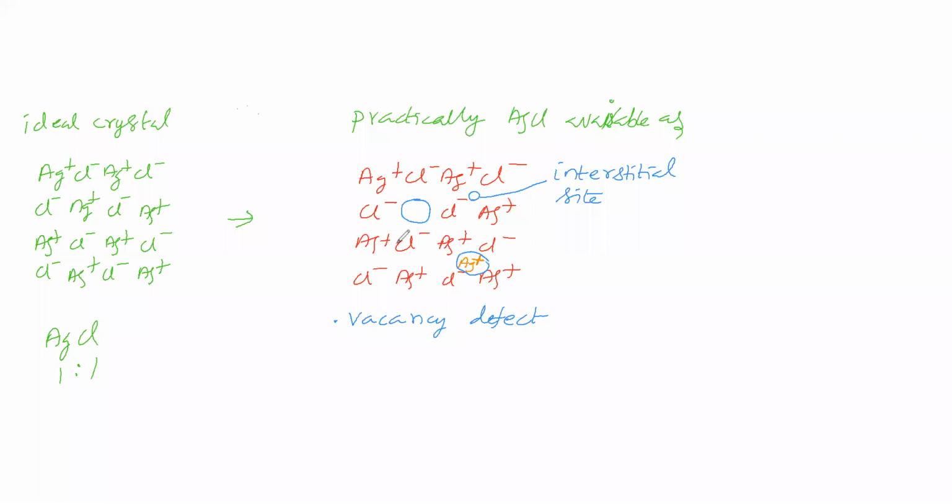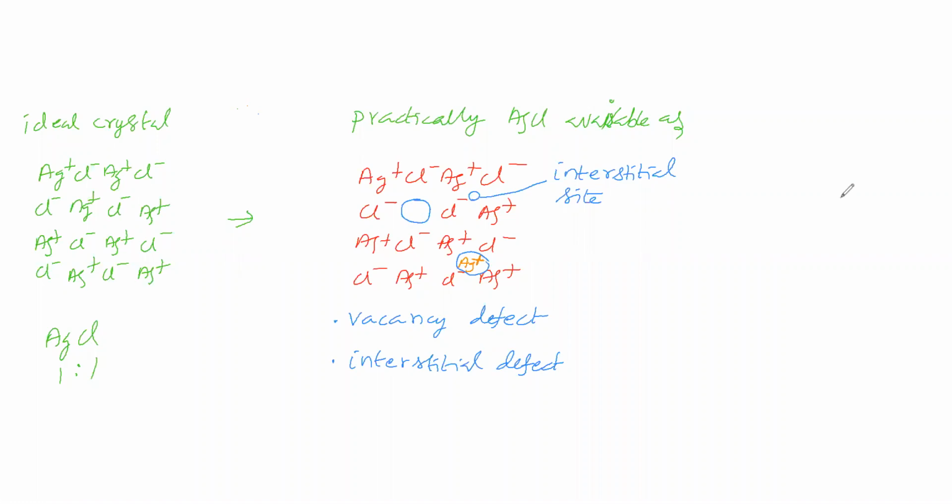Therefore, we can call this an interstitial defect. We can say here an interstitial defect is there. What is missing came to the interstitial position. So actually, where should this Ag+ be present? The ideal crystal says here.